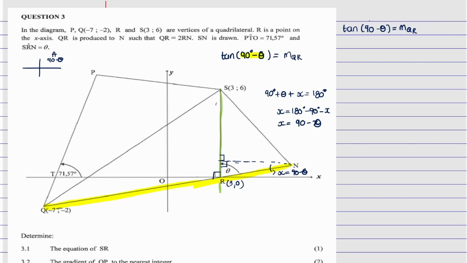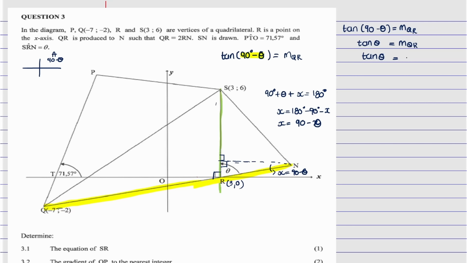Since tan does not have a cofunction, this is going to be the same as tan theta, right? It's going to be equal to what? Tan of angle MQR, right? So now let's find this. So tan theta is equal to what?